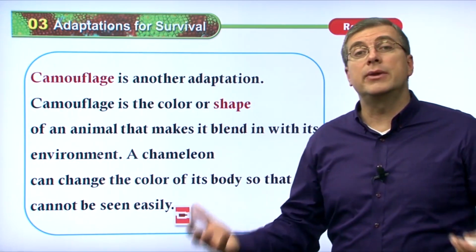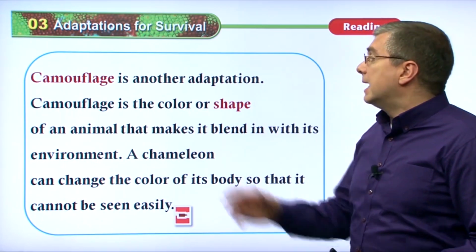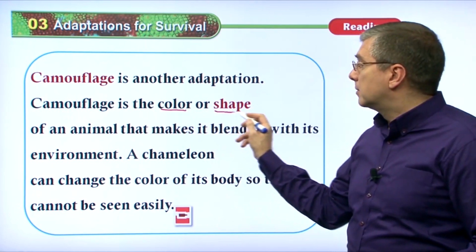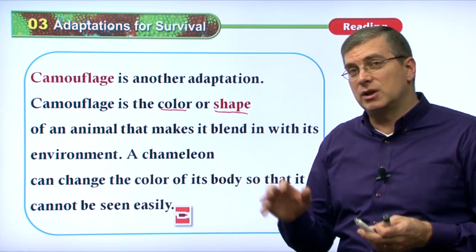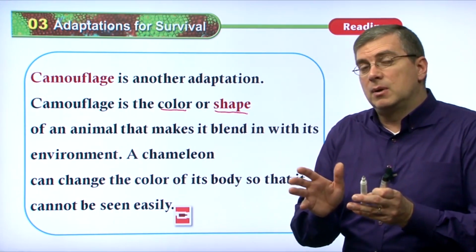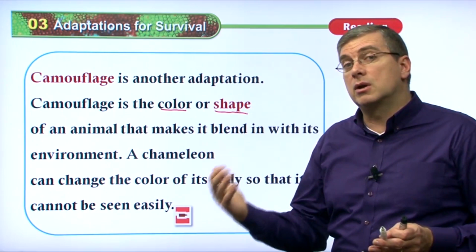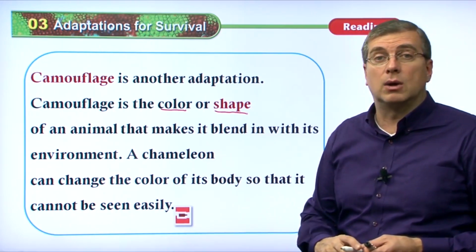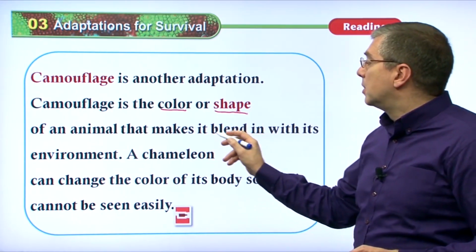Camouflage is another adaptation. Camouflage is the color or shape, right? There's a couple of different ways. We saw how some insects especially will change their shape or use their shape to look like the branches of a tree, or to look like the leaves, the shape of the leaves, or to look like a flower. So they'll also use the shape of an animal that makes it blend in.